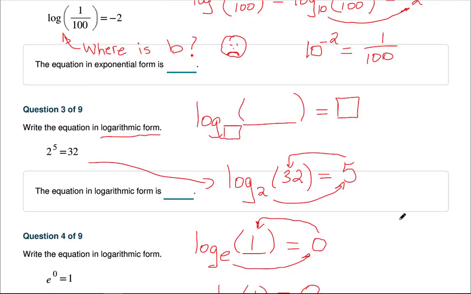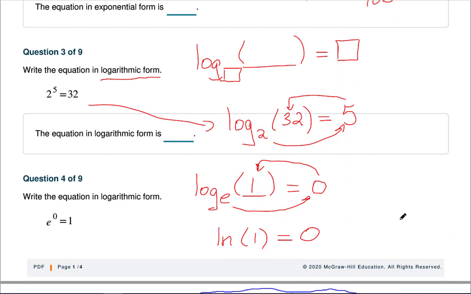In question 3, they want us to go the other way. They want us to take it in this exponent form and put it back in log form.